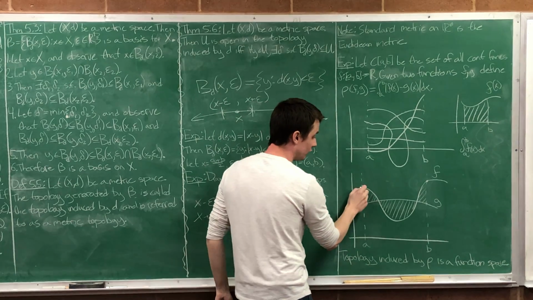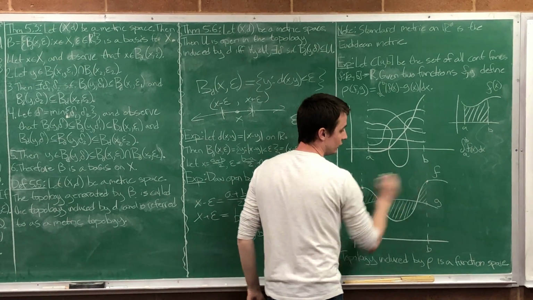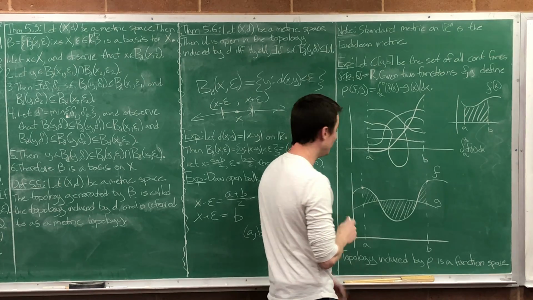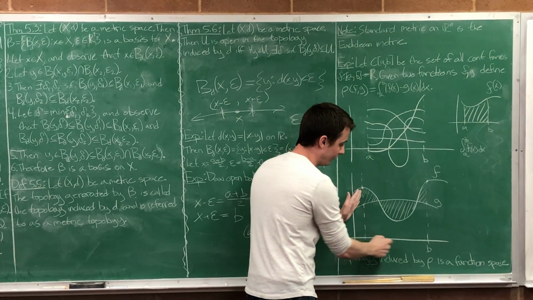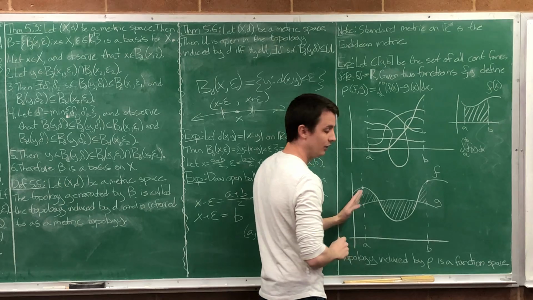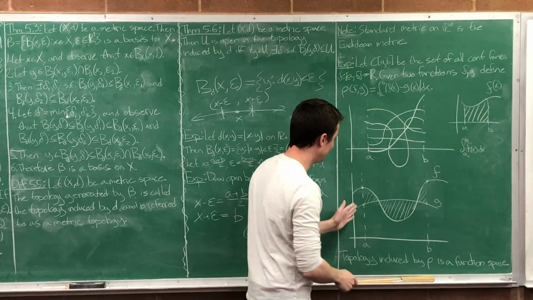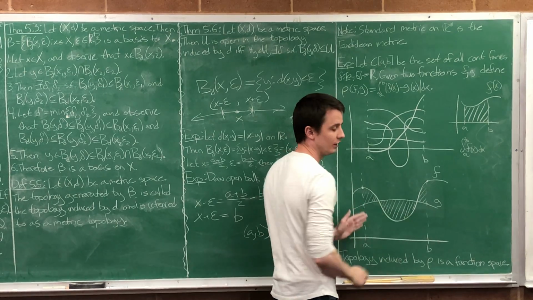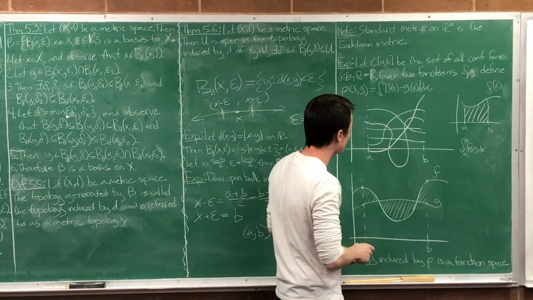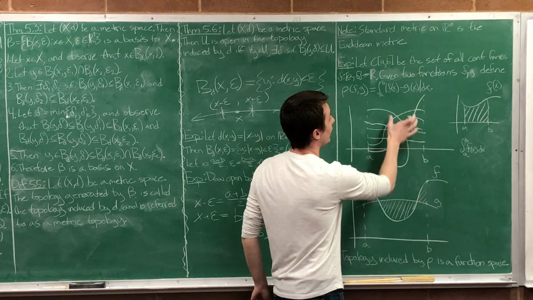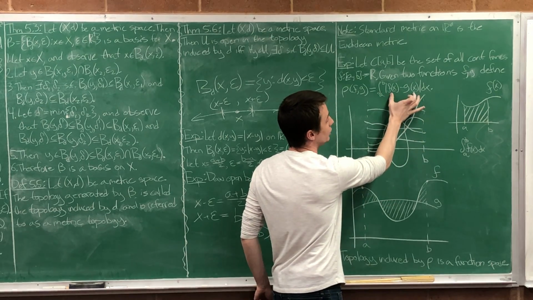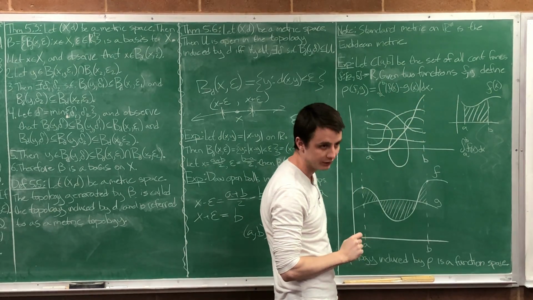So here's one continuous function from a to b, f. When we take its integral, we would have gotten all the area underneath it. Here's another function, g. When we would have taken its integral, we would have gotten all the area under it. And now we're taking the absolute value of the difference of the two.